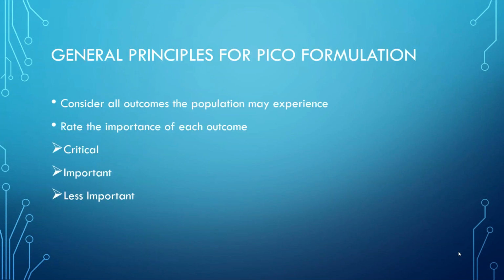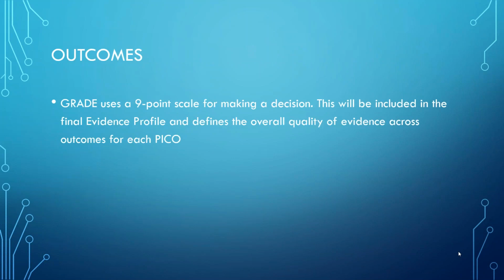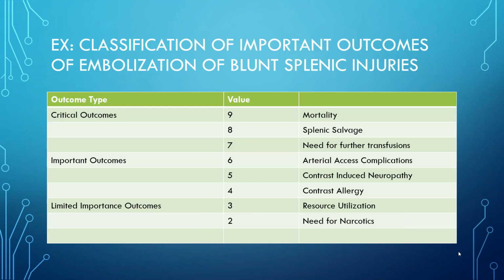General principles when you're looking at your PICO formation: we talked about considering all your outcomes. You'll rate the importance of each one of the outcomes, and I'll show you the scale. Essentially, are they critical outcomes? Are they important? Are they less important? There's a 9-point scale for making a decision, and this is what you include in your final evidence profile, and this will help define the overall quality of the evidence based on each PICO. And this is kind of what they look at.